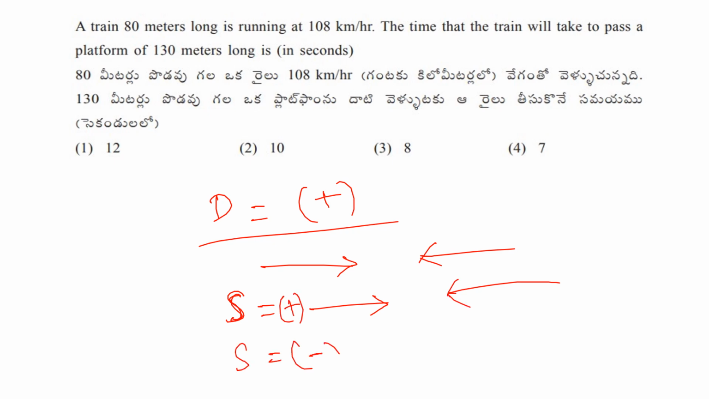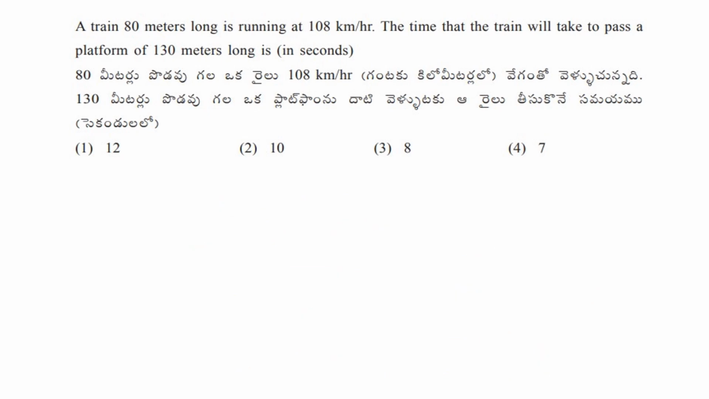But when both trains are in the same direction, then you have to subtract. Got my point? When both trains are in the same direction, you have to subtract. When both trains are in opposite directions, then you have to add. This is what you have to remember whenever you get problems like this. So distance should always be added.